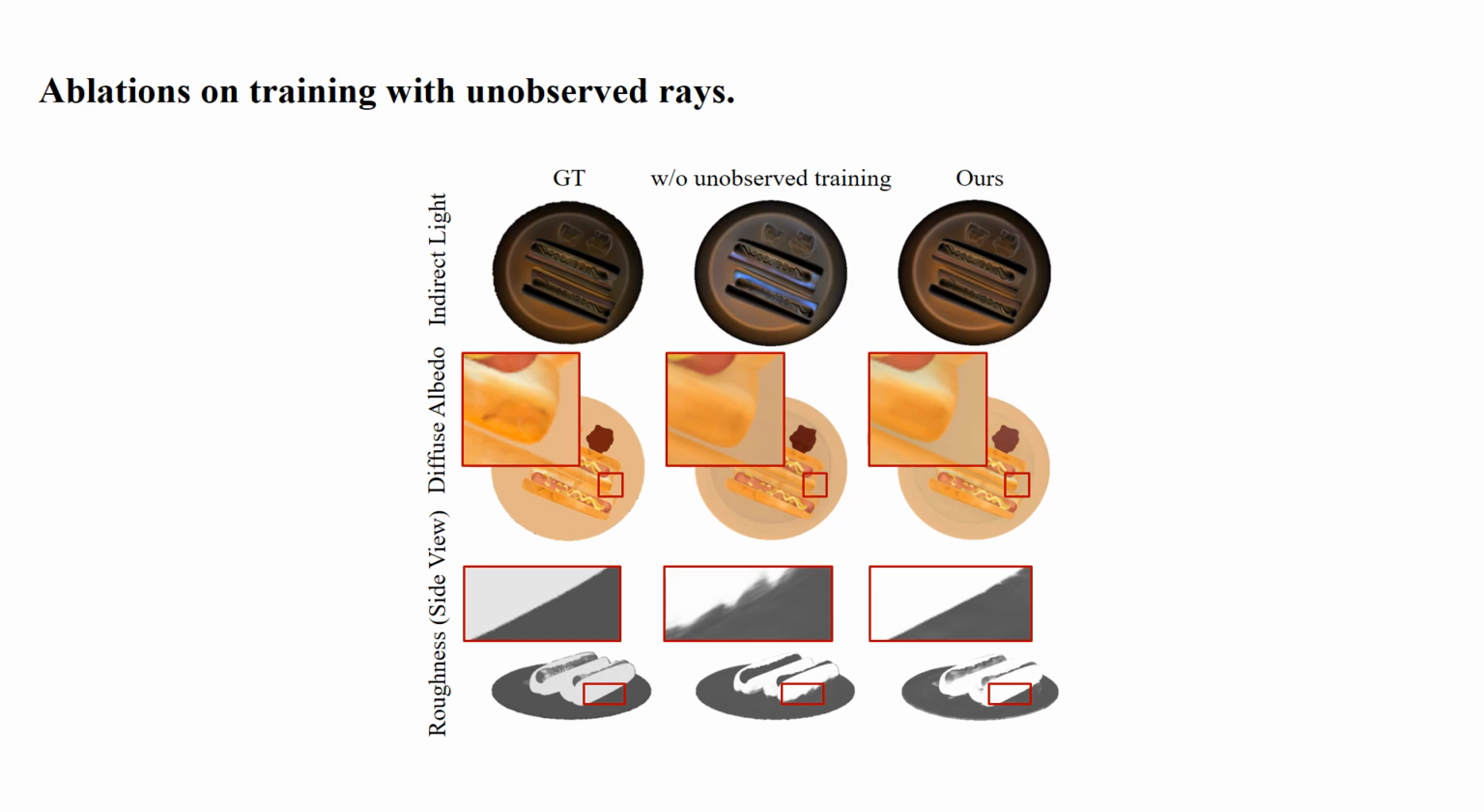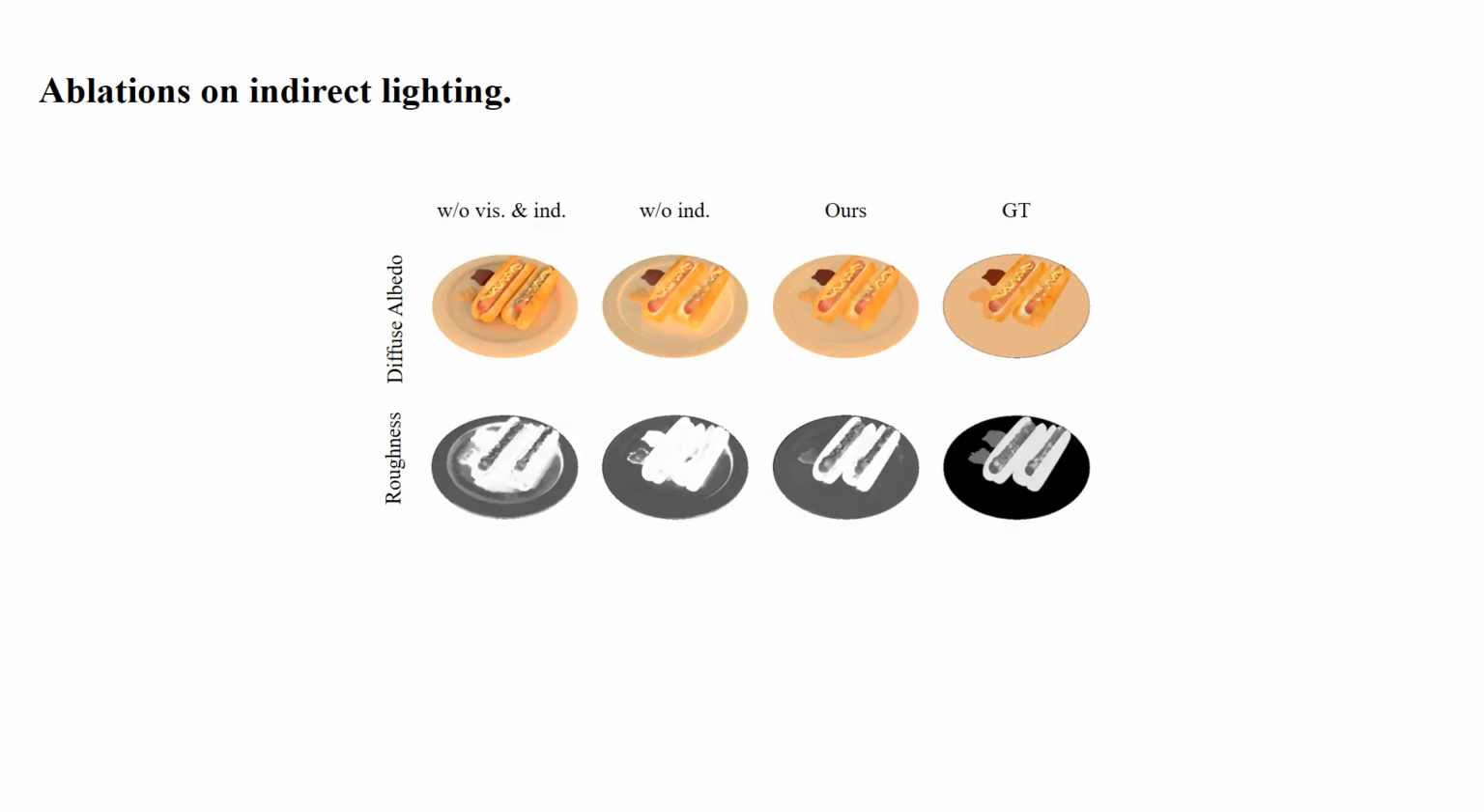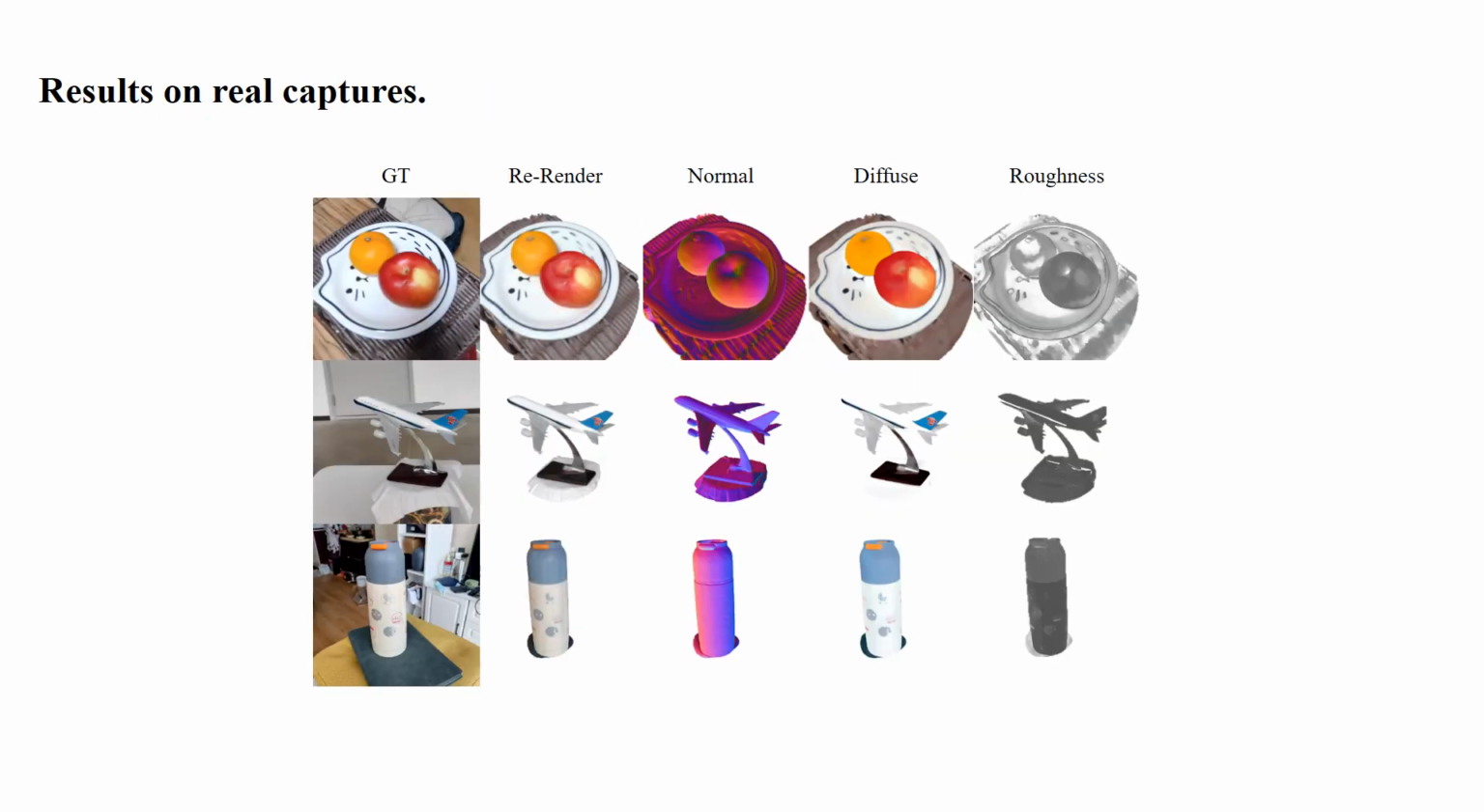We visualize the incoming indirect light for each point and present recovered diffuse albedo and roughness under both settings. Training with unobserved rays helps the decomposition of indirect light and diffuse albedo. Besides, roughness at the interstice of objects is recovered more accurately. Ablations on indirect lighting showed that without modeling indirect illumination and visibility, indirect illumination and shadows would be baked into diffuse albedo and roughness. Results on real captures show that our method estimates reasonable materials for real-world objects.